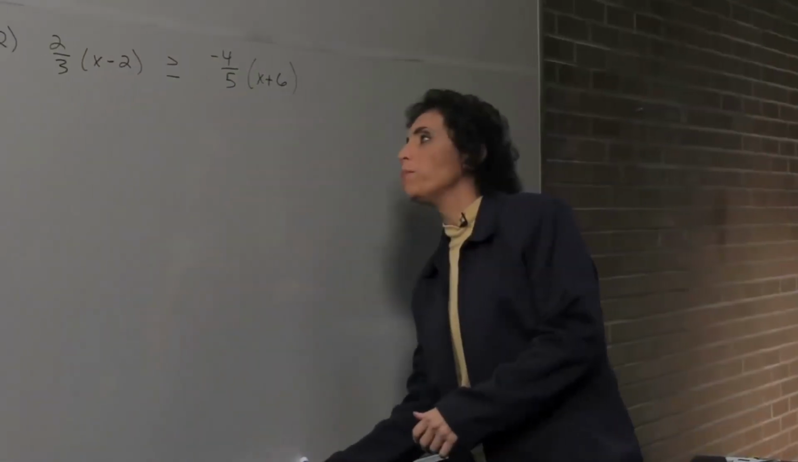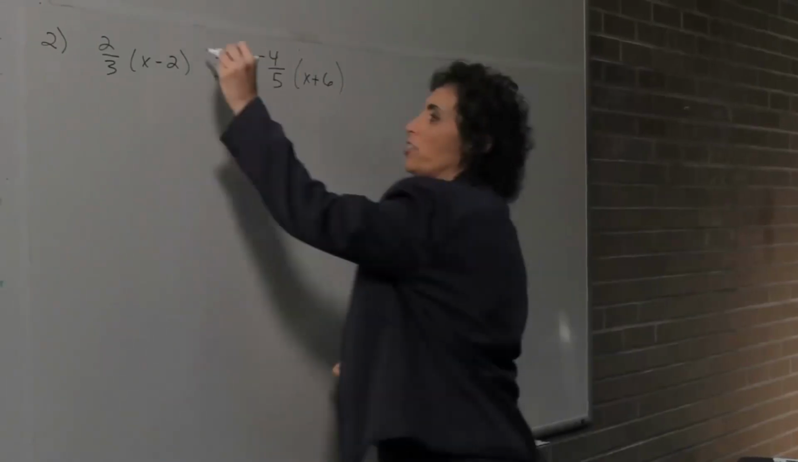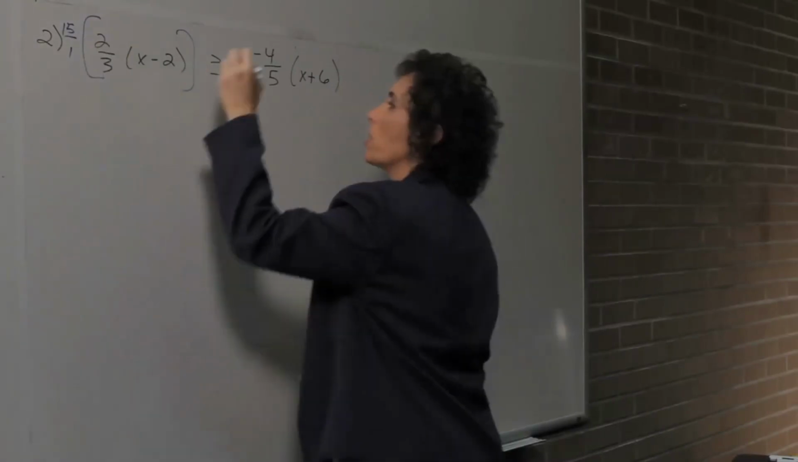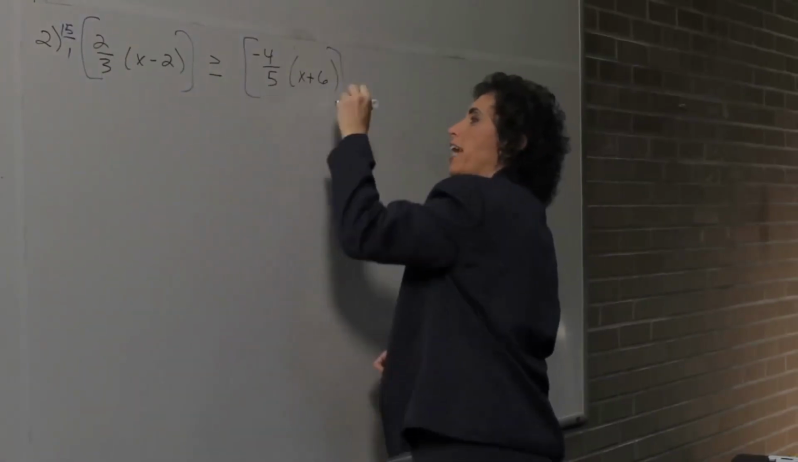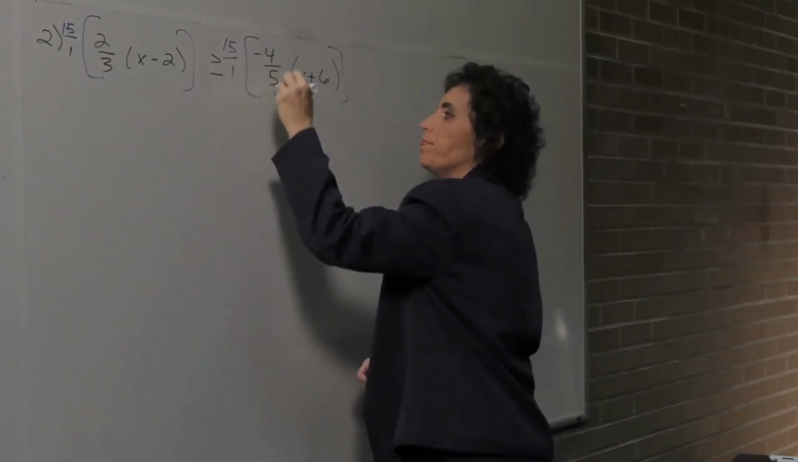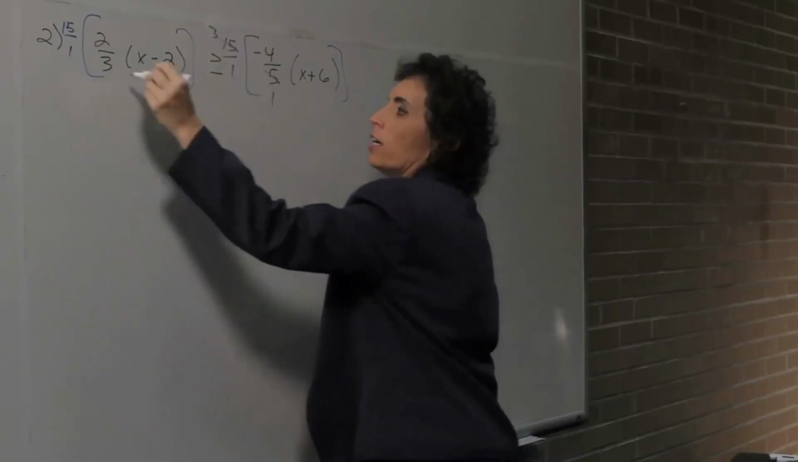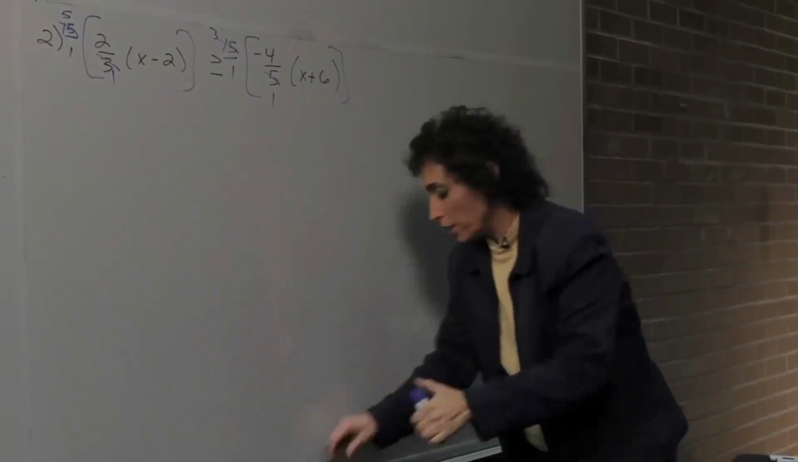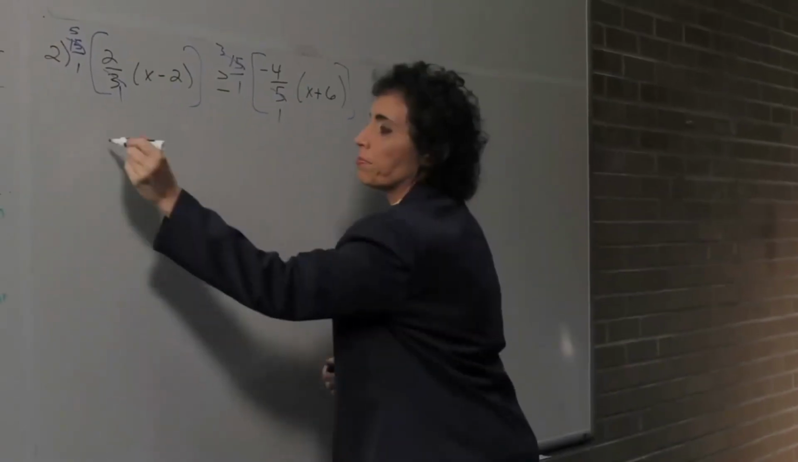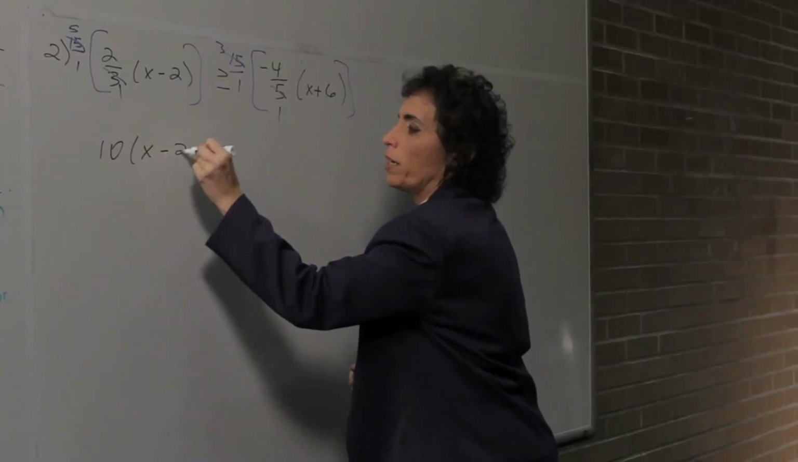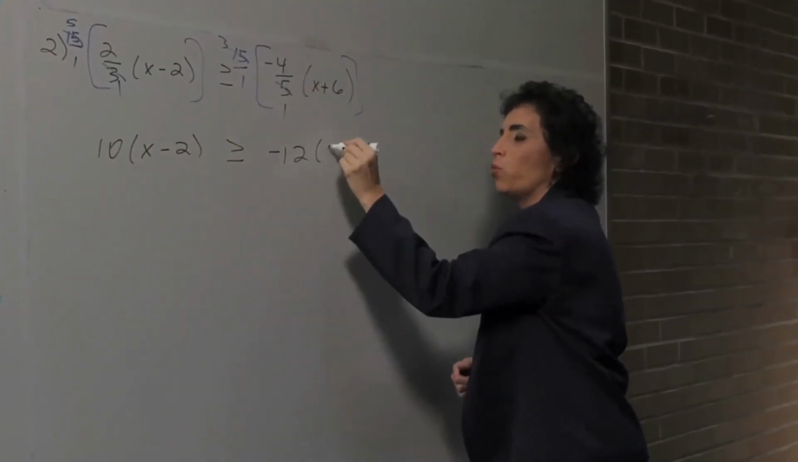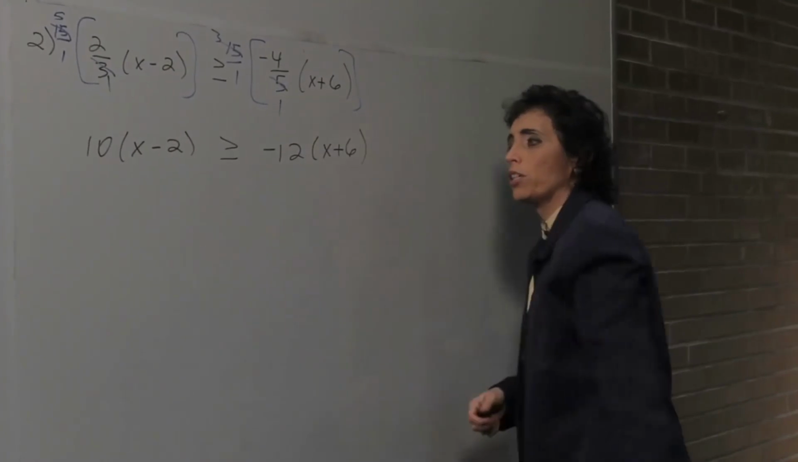Number one rule of thumb that I just broke is do not squish. Okay, here we go. LCD is 15. We're going to clear the fraction. There's a negative here. Be careful. 3 goes into 3 once, 3 goes into 15, 5 times. 5 times 2 is 10, times the quantity x minus 2 is greater than or equal to 3 times negative 4 is negative 12, times the quantity x plus 6.